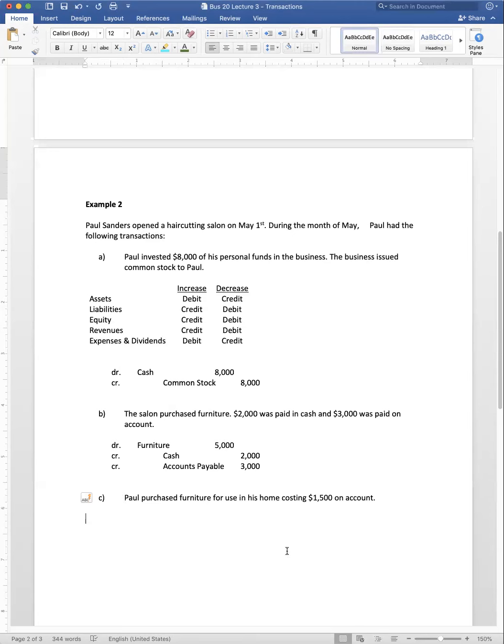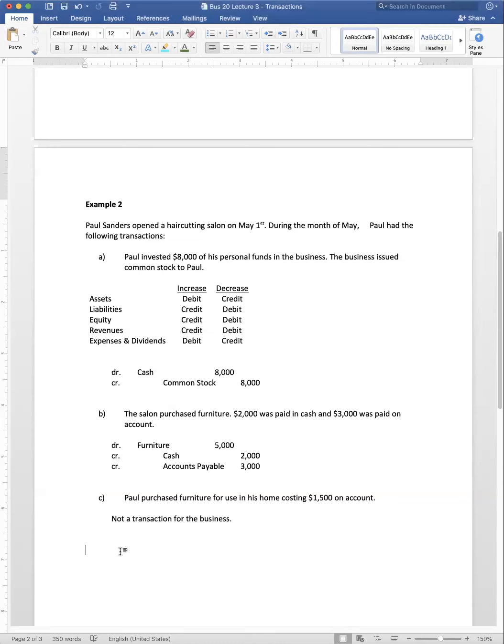All right, so the furniture is for use in his home. Is this a transaction? Not for the company. This is a personal transaction for Paul. Doesn't matter how he paid, he's paying with his own money and the furniture's for use in his own home. So this is not a transaction for the business.